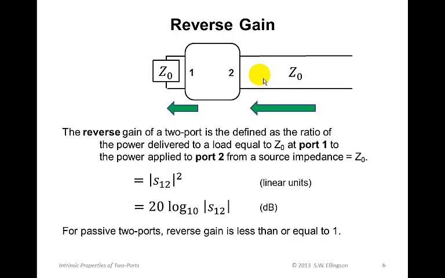And as you might be able to guess, the reverse gain is S12 magnitude squared. Now this may be obvious, but regardless, I recommend that you attempt to derive this from the S parameter defining equations. We end up with a similar expression for reverse gain in dB as we did for forward gain. That is 20 log base 10 of the magnitude of S12, and that's the expression in dB.